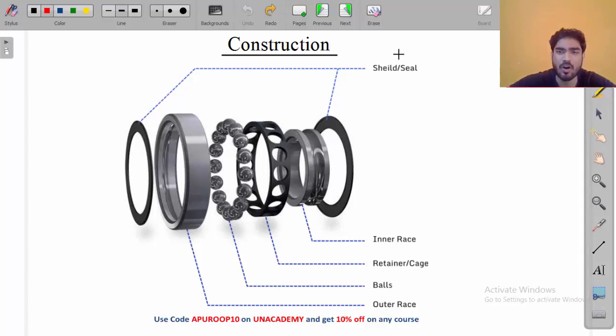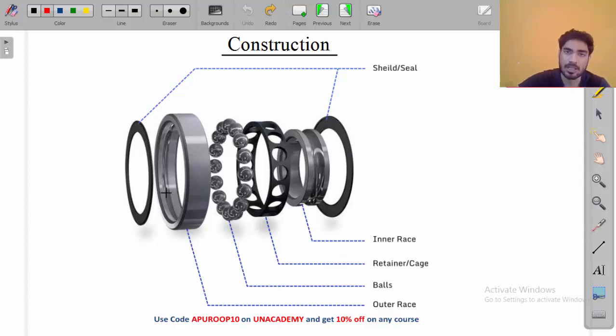These are known as shield or seal. They are not always used. Sometimes they are used to avoid contamination. Let's say you are placing the bearing in a very contaminated environment, so there should be no contamination. If dust particles get inside the bearing, they will start to increase the wear. So we don't want any dust particles to enter the bearing. Sometimes we seal the bearing, so these are known as seals.